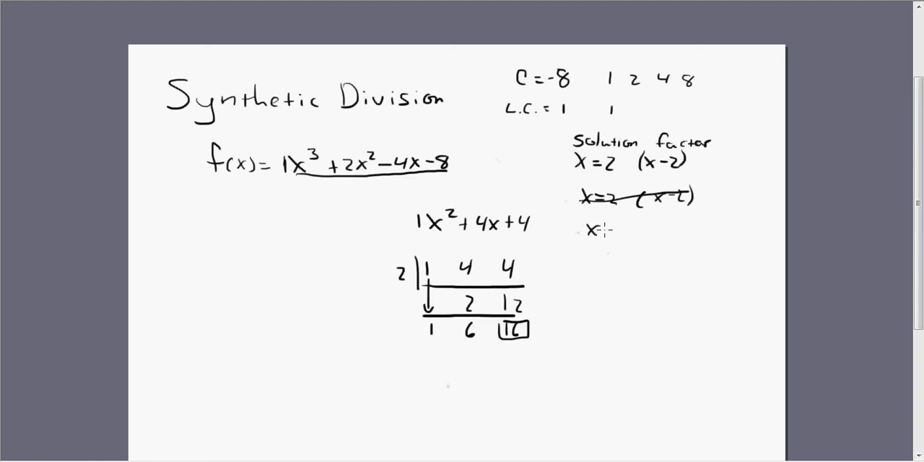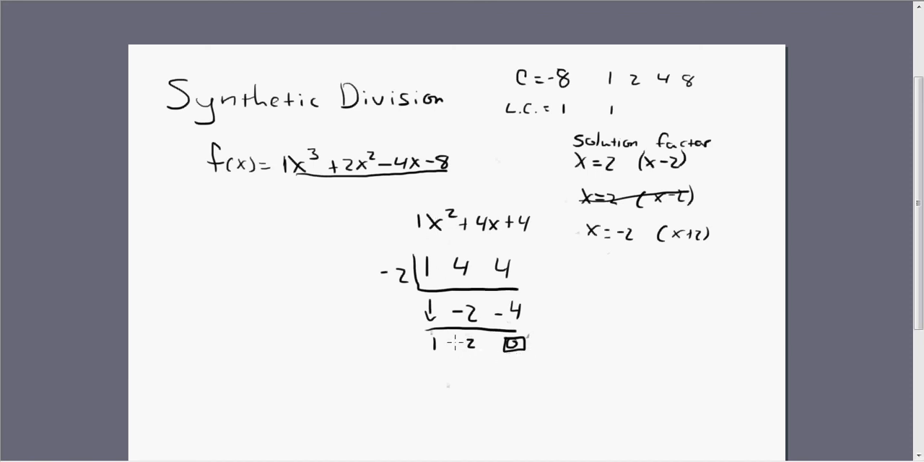What if I used x equals negative 2? That would mean that x plus 2 was a factor. Well, let's see. I'm going to have 1, 4, and 4, and this time I'm going to put in negative 2. Bring down my 1. Negative 2 times 1 is negative 2. That gives me 2. Negative 2 times 2 is negative 4. Oops, that's not correct right there. It's negative 4, and look at that, lo and behold, I end up with no remainder.